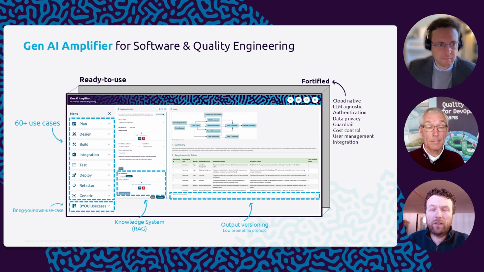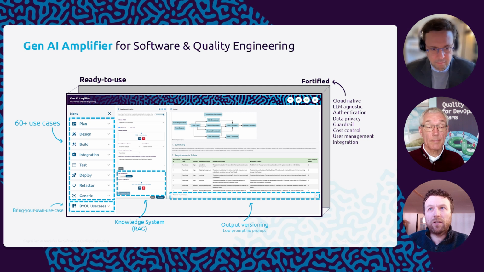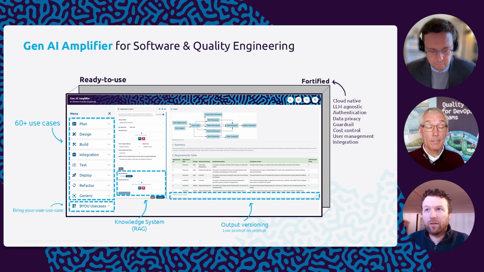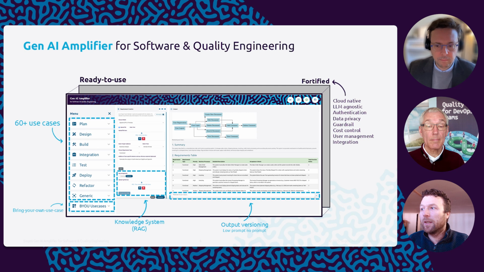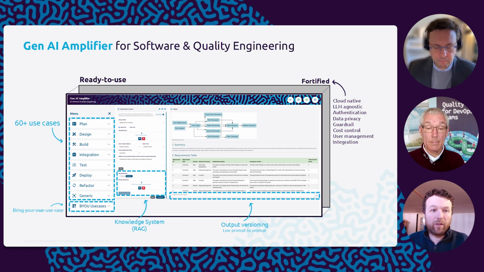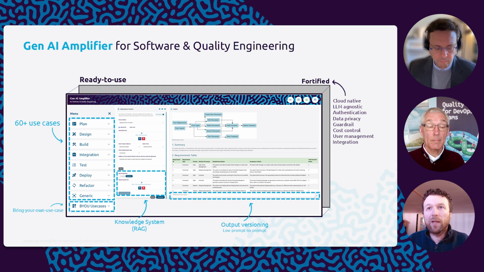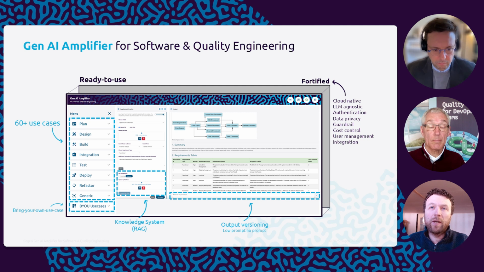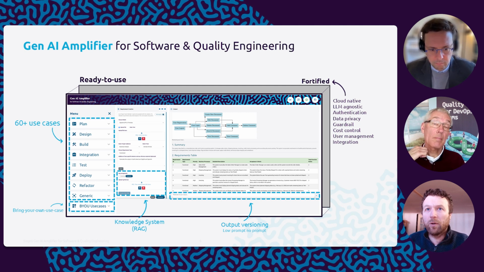And what we did with it is we integrated over 60 use cases of common activities that take place in the software development cycle. The example that Rick explained in the beginning, for example the boundary value analysis, is one of these use cases. We'll come to much more. So there are a lot of use cases integrated, which is already standard out of the box.